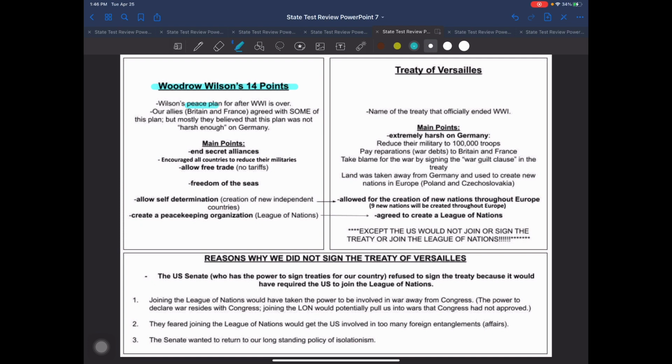The world had never seen a war like what we call World War I. They called it the Great War. And a lot of people saw how devastating it was, and they even called it the war to end all wars, which we know to not be true, but that's the devastation that it had on this world. So here's his peace plan. He's like, these are the things that we need to do to make sure that this never happens again.